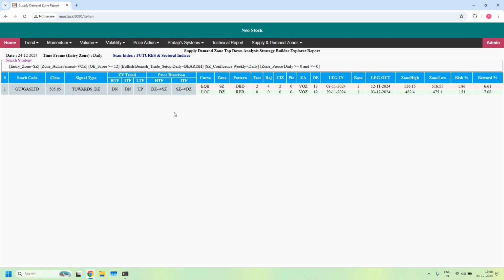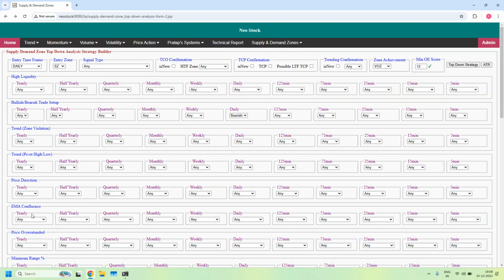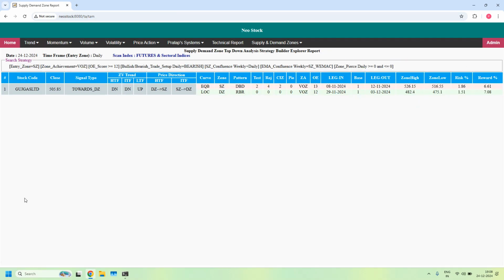But if this weekly supply zone is having weekly EMA confluence, it is even more high probability trade setup supported stock. Let's verify. In the EMA confluence at weekly time frame, weekly supply zone with weekly EMA confluence filter is enabled, and now the stock is filtered. So it is even more high probability trade setup supported stock. And we will also verify whether it is having LTF, ITF and HTF supply zone confluence.